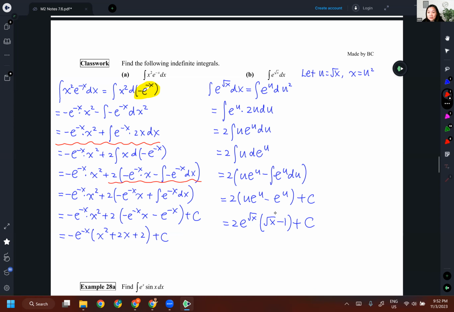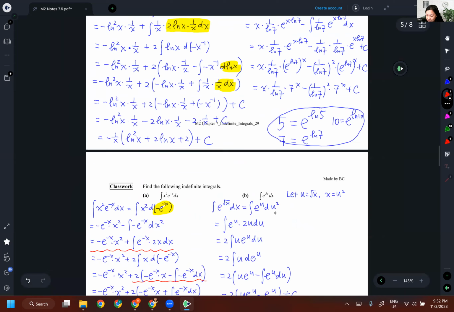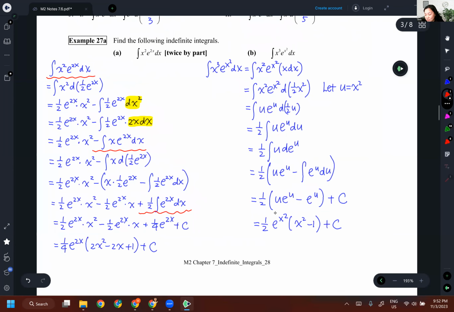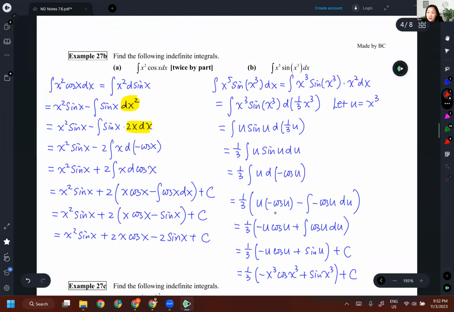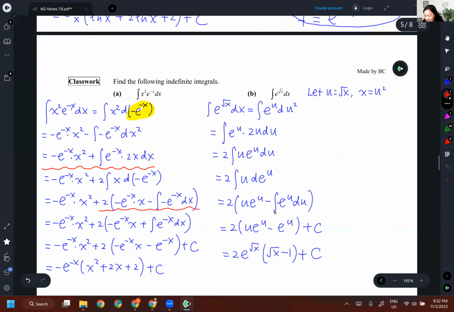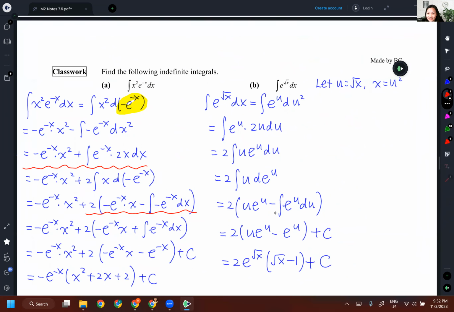And then my final answer is this one. I separated the exponential function from the polynomial. Part B is very tricky because it's not easy to see. Although I used two examples where it was very clear what u should be, this is u equal x squared, this one u equal x squared, this one u equal x cubed. But this one is not so easy to see. I guess it's kind of easy, but you have to do it right away.